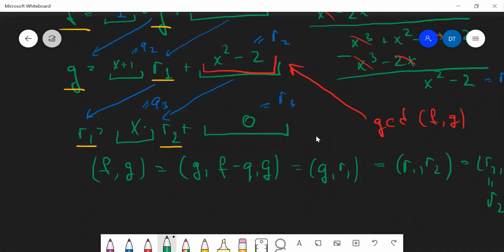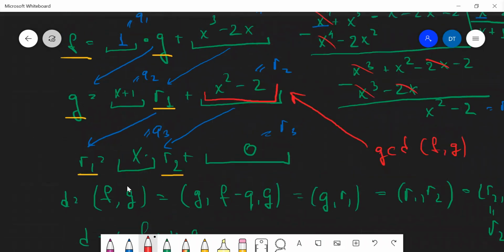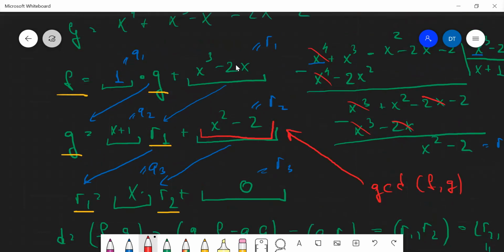How to find the expression for the GCD? Let's say this is D, and we know that the polynomial D must be presented as U times F plus V times G. So how to find these polynomials U and V? Actually, you can use this information to recover U and V. How do you do that? Here, R2 can be presented as a linear combination of G and R1. But R1 came from here, and it can be represented as a linear combination of F and G. So let's write this down.